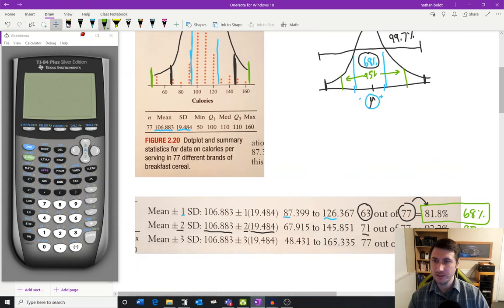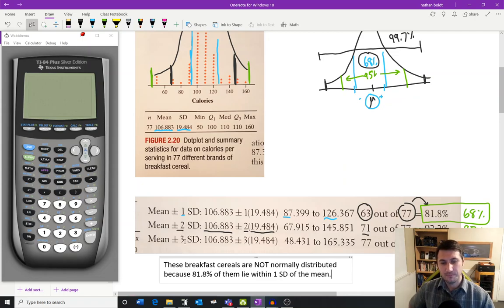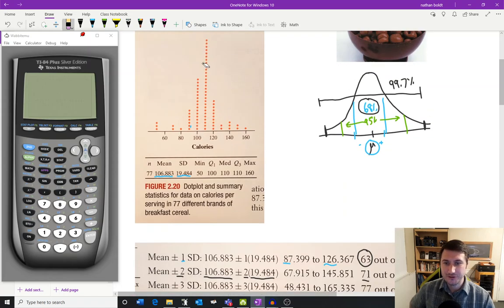Okay, so we could write something that said, all right, these breakfast cereals are not normally distributed because 81.8% of them lie within one standard deviation of the mean. So even though it looks slightly bell-shaped, it's not a normally distributed bell curve because too much is in the center.